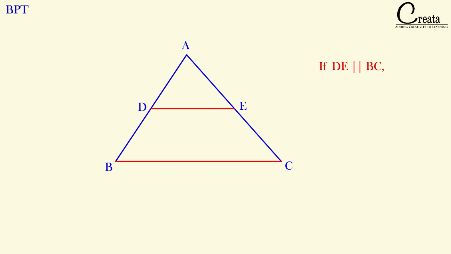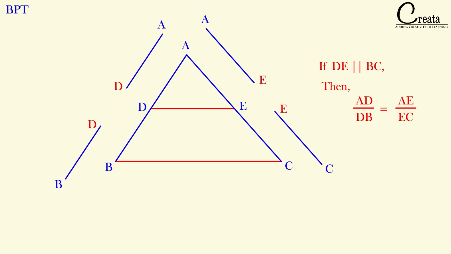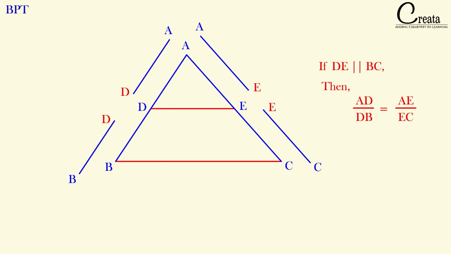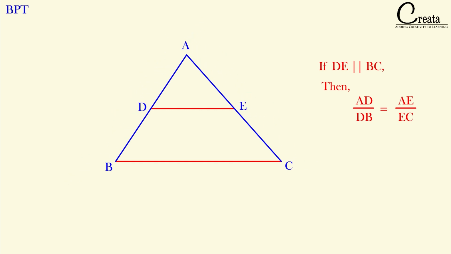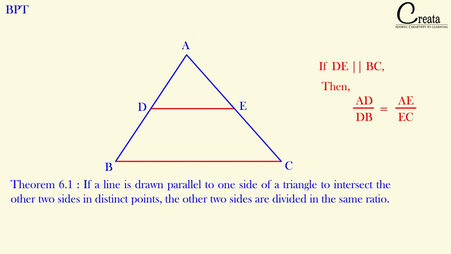If these line segments are parallel to each other, then the ratio of AD upon DB is equal to AE upon EC. So the ratio of these four line segments will be equal to each other. In the exact wording, the theorem says: if a line is drawn parallel to one side of a triangle to intersect the other two sides in distinct points, the other two sides are divided in the same ratio.